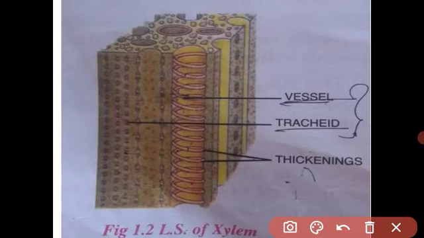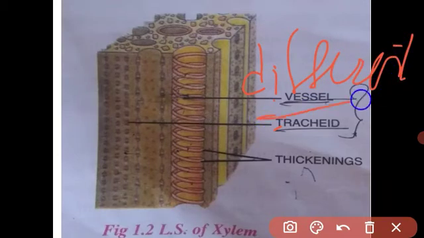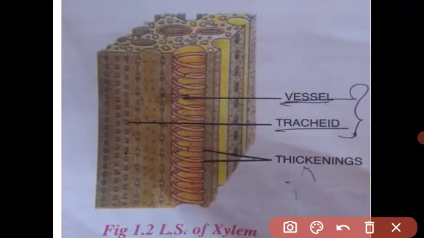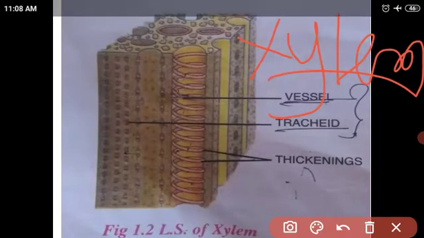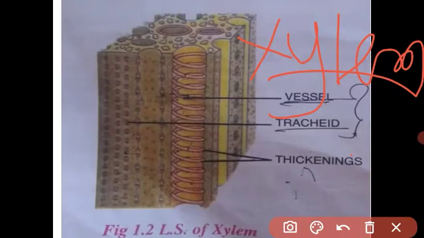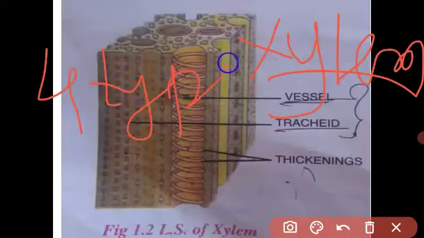Xylem tissue is a complex tissue. In the last year you already studied about that. What is meant by complex tissue? It means a tissue which contains different types of cells. A tissue that contains different types of cells is called a complex tissue, and xylem tissue is a complex tissue. Why? Because the xylem tissue is made from four types of cells.